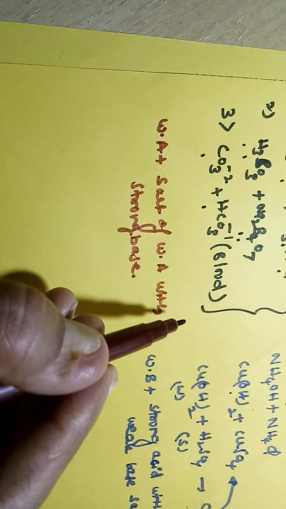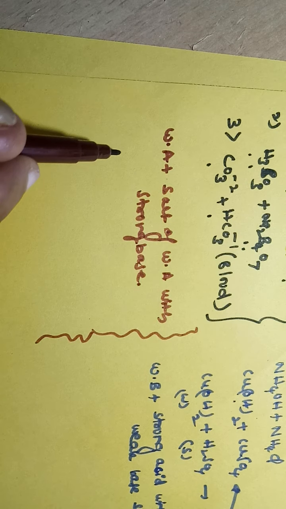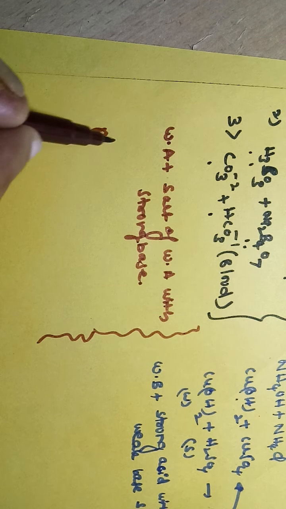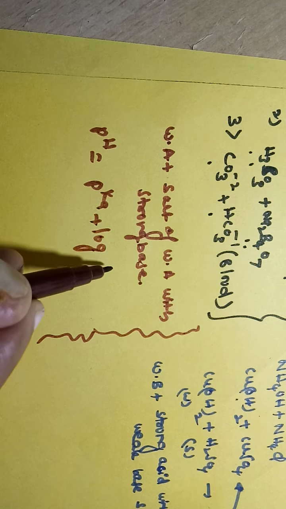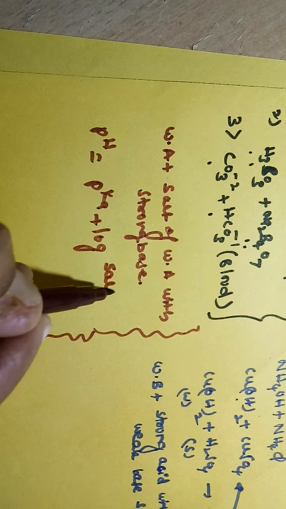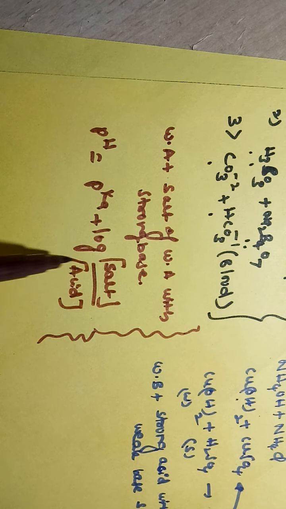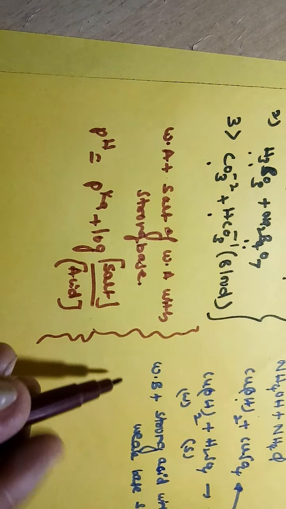Next, how do you calculate the pH of this acidic buffer solution? pH is equal to pKa plus log of salt concentration divided by acid concentration.